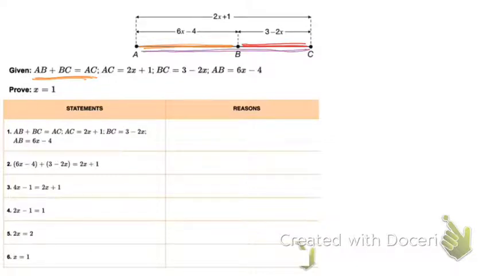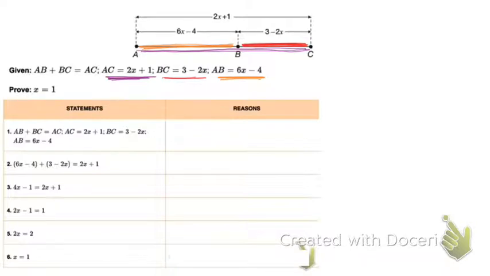So always look at your picture and see, what are they saying here? The orange piece plus the red piece equals the purple piece. Then they're telling us what AB, BC, or AC is. They're saying A to C is equal to 2x plus 1. So from A to C, that's 2x plus 1. Then it's telling us from B to C is 3 minus 2x. And from A to B is 6x minus 4. So they're giving us that information there.